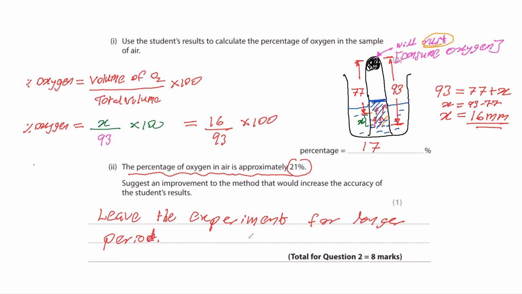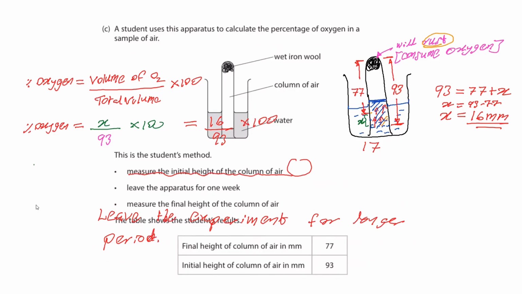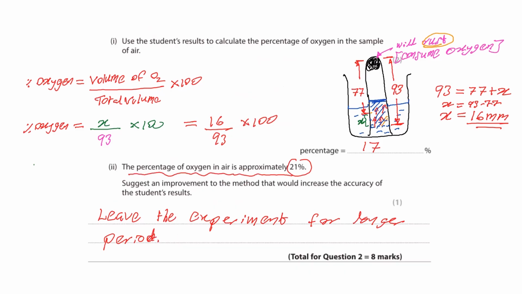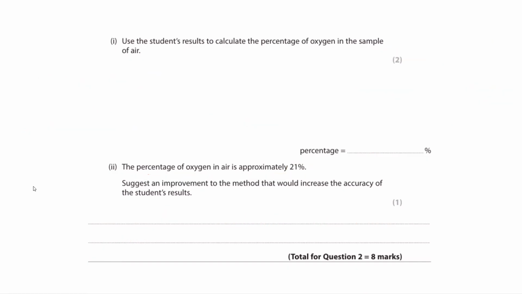So from that, we can improve the accuracy of this experiment. Okay. So yes, we have the answers for question number 2 also. Now let's move to question number 3. These are straightforward questions, so there's no need to refer to the marking scheme because they are easy questions.